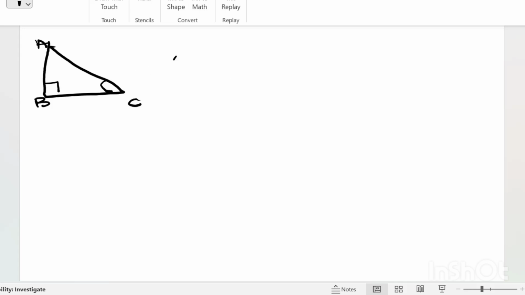So what is the hypotenuse here? AC is the hypotenuse. Okay, AC is hypotenuse. And now tell me which is the opposite side. AB is the opposite side. How can you say that AB is the opposite side? So the side which is opposite to this acute angle theta is the opposite side. Okay. So AB is the opposite side.